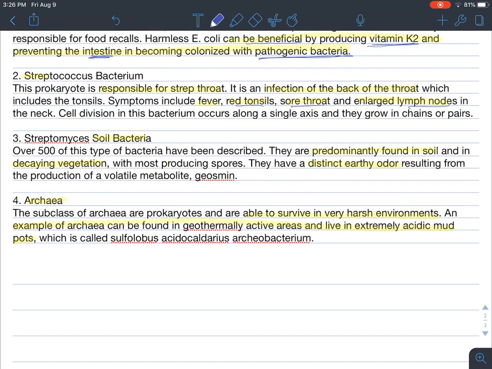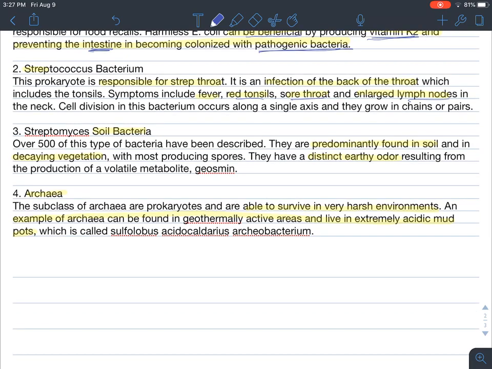Soil bacteria has some prokaryotes in it. It is found in decaying vegetation. So it also has a distinct earthy odor if you are out looking for it. Maybe that's why soil smells so good.